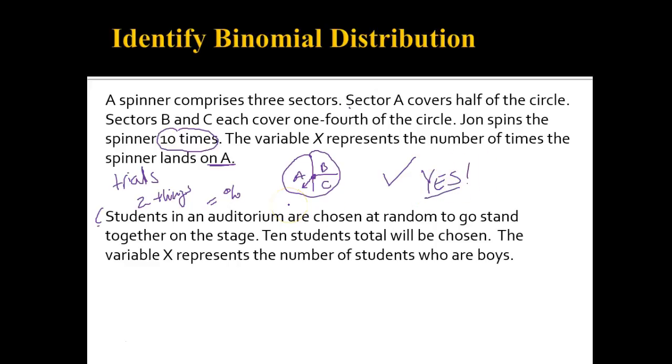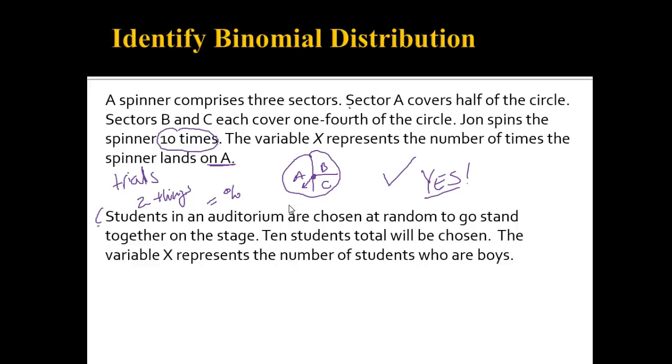Okay, let's look at the second one. Students in an auditorium are chosen at random to go stand together on the stage. So we're just going to call up 10 students, one at a time. 10 students total will be chosen. The variable X represents the number of students who are boys. Okay, now this is pretty easy to tell. 10 students are going to be chosen. That's a set number of trials. We're going to do this 10 times. Draw 1 student at a time. Come on up, stand on the stage all together. That's number of trials is set, so that's good.